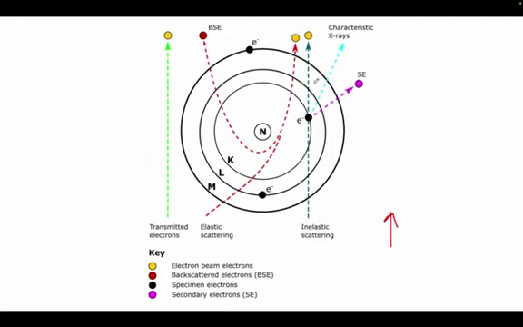You can also have something called inelastic scattering, okay, where energy is not conserved. That can occur when our incident electron hits an electron which is already present within the atom. And then we can get some loss of energy, which can either be through characteristic X-rays, or this electron can be actually ejected from the atom. This is called a secondary electron.